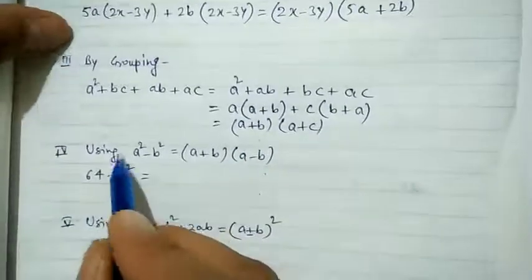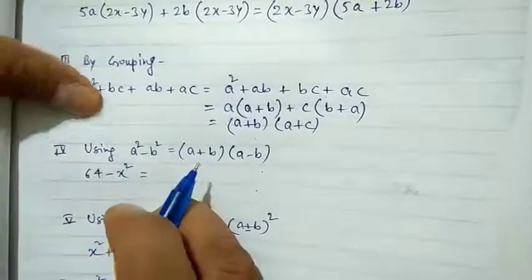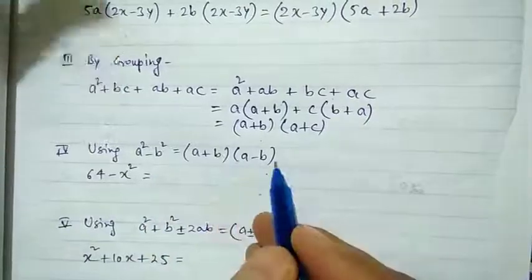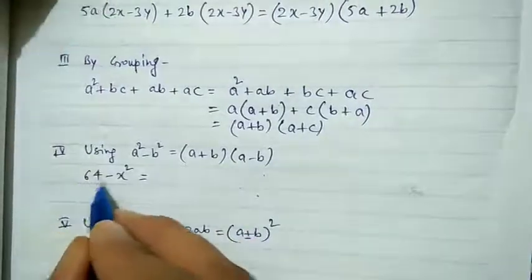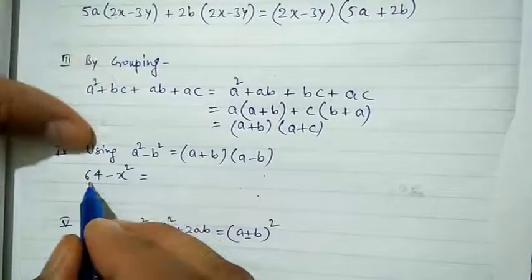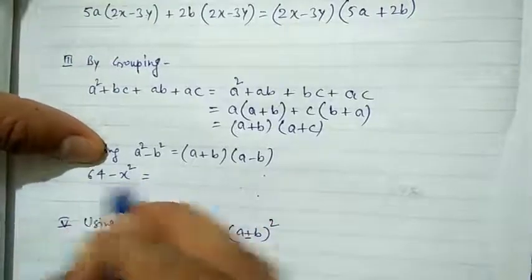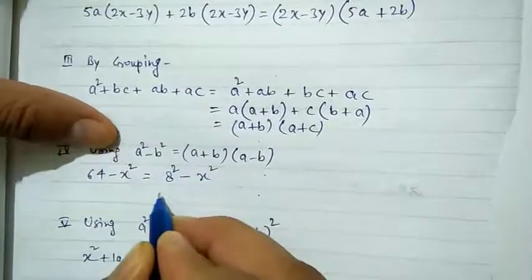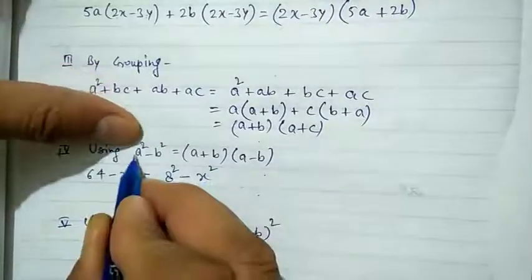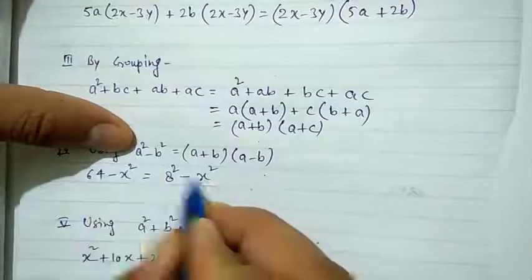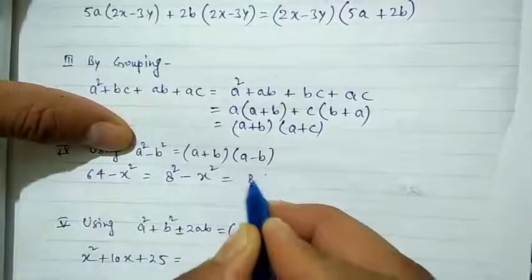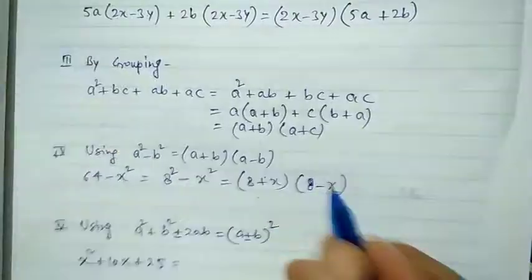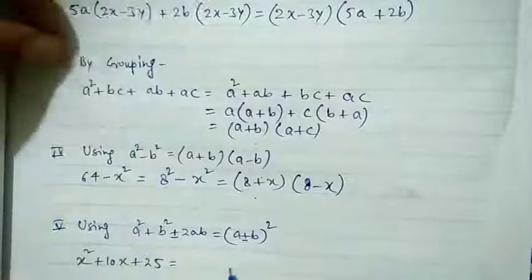The fourth method is using the identity a square minus b square is equal to a plus b into a minus b. The example is 64 minus x square. This 64 minus x square can be written as 8 square minus x square. Now it is in this form, where 8 is a and x is b. So we can write this as 8 plus x into 8 minus x. So this is factorization. This way you can apply this identity.